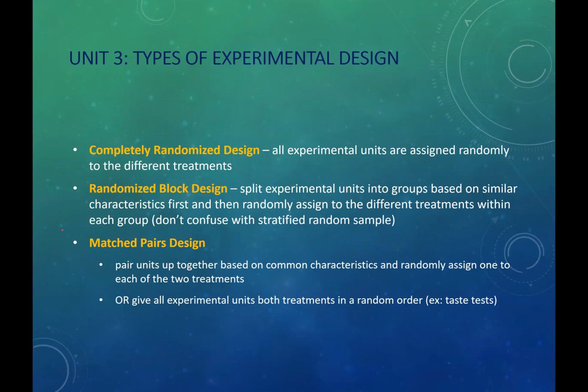There are 3 types of experimental design. The first is completely randomized design. This is where all experimental units are assigned randomly to the different treatments. Just you take all of them and you randomly assign some to treatment A, some to treatment B, however many treatments there are.